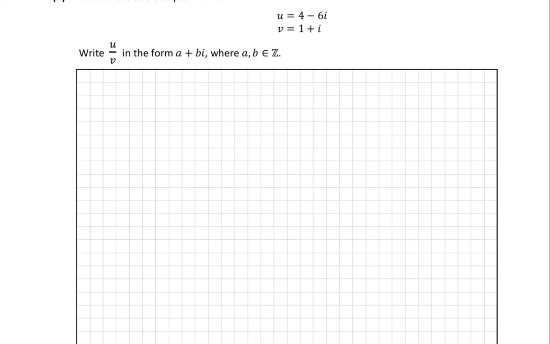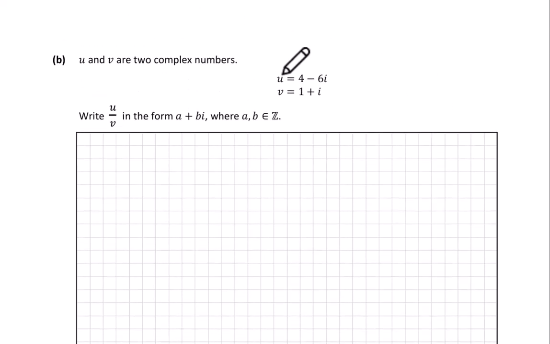Okay, next one then. U and V are two complex numbers that were given here. Write U over V and rewrite it in this form here. So this is really division of complex numbers. So we want U on the top, so it's 4 minus 6i on the top. On the bottom we want 1 plus i. Now the way you do this is to multiply this fraction by the complex conjugate of what's on the bottom, the denominator. The complex conjugate of the denominator is 1 minus i.